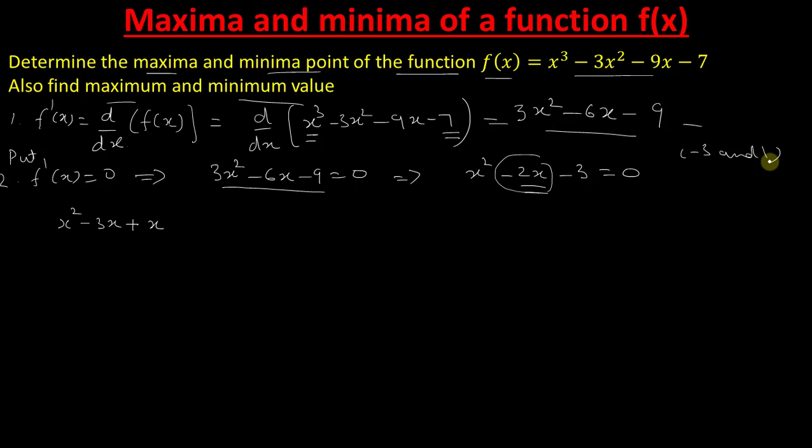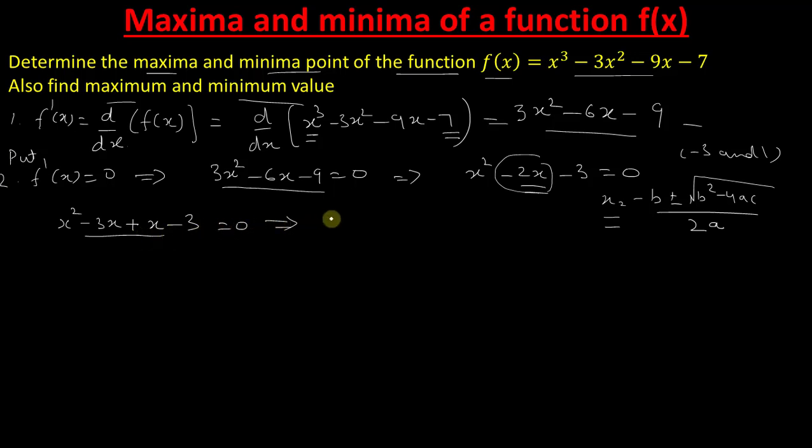−3 plus 1 is −2, and −3 times 1 is −3. So x² − 3x + x − 3 = 0. We are making factors of this equation. If it is not reducible to factor form, then there is another method to calculate this value: x = (−b ± √(b² − 4ac)) / 2a. That is the formula to solve this equation, but here I can easily find factors.